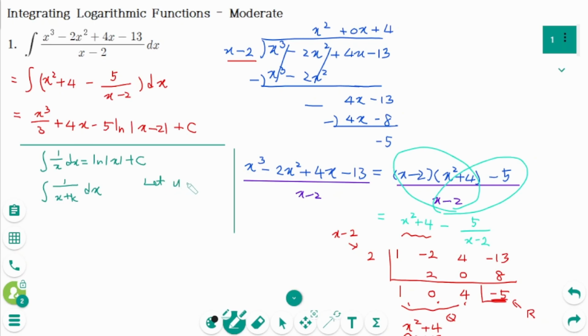Let u equal x plus k, du equals dx, then all x change into u. 1 over x plus k is 1 over u, dx is du, equals ln absolute value of u plus c, and then ln absolute value of x plus k plus c. Because the coefficient of x is 1, we just do it as we do when integrating 1 over x.